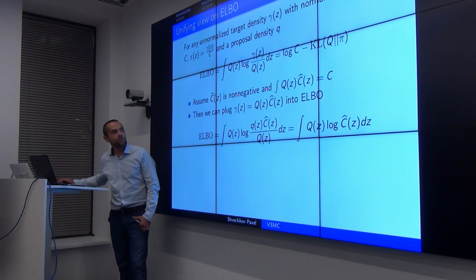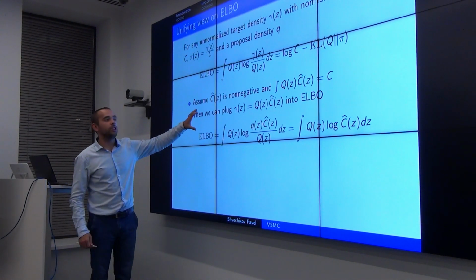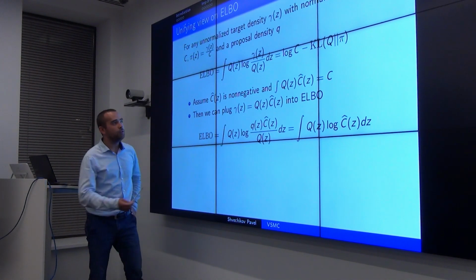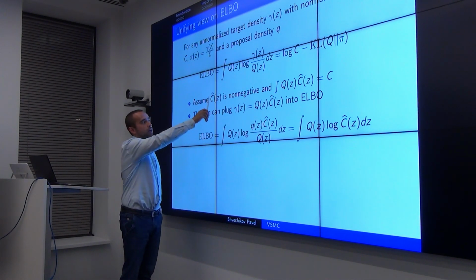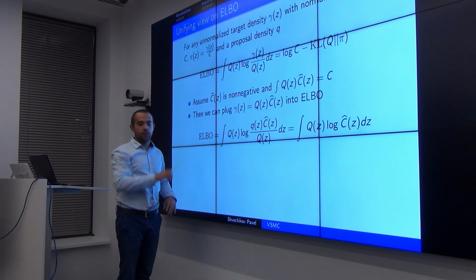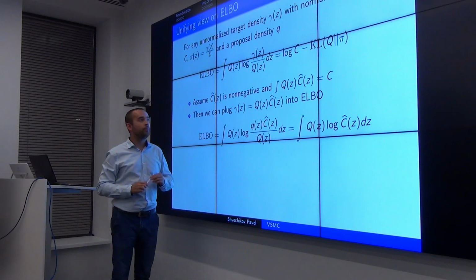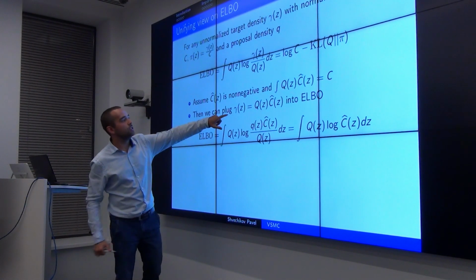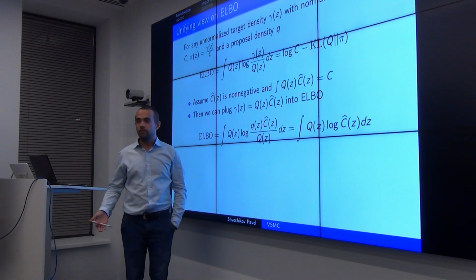Because you can see this is a different alpha. This is a unifying principle, which tells you that if you have a non-negative and unbiased estimate of your normalizing constant with pretty much any structure, you can plug this estimate into this formula and obtain a new alpha.